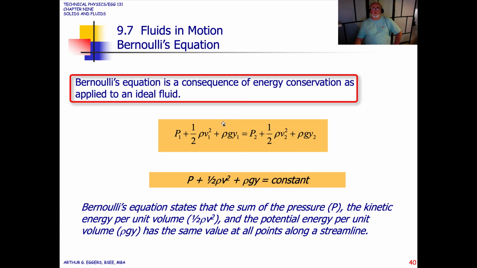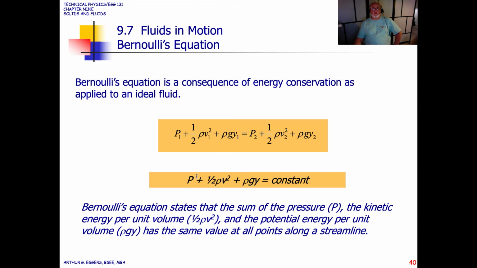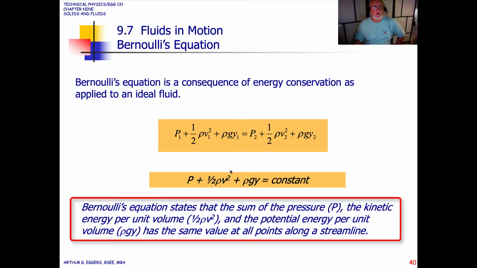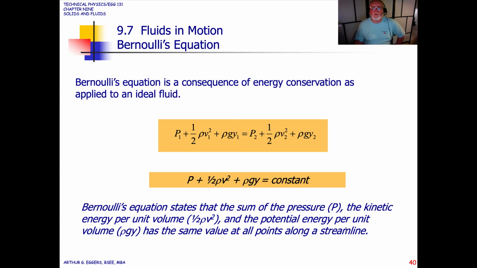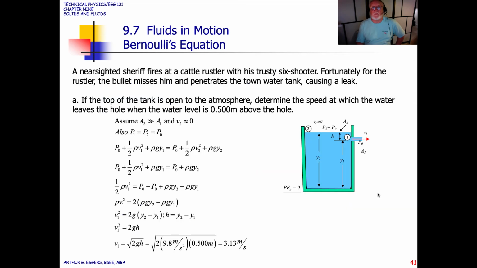So there's our relationship, okay, and we can state that the pressure plus 1/2 rho v squared plus rho gy is a constant. Bernoulli's equation states that the sum of the pressure, P, the kinetic energy per unit volume, 1/2 rho v squared, and the potential energy per unit volume, rho gy, has the same value at all points along a streamline, okay, because we said it was, in fact, constant.